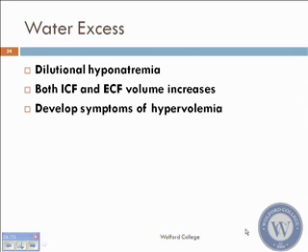Now, water excess can also cause this dilutional hyponatremia. You can correct this by diuresing the patient, but again, you should do it slowly over time. Do not try to change it too fast. Both intracellular and extracellular volumes in this case are usually very much increased, and they develop significant signs of hypervolemia, which is congestive heart failure, pulmonary edema, all those things that you would expect.